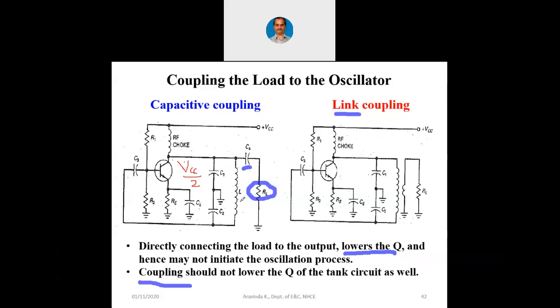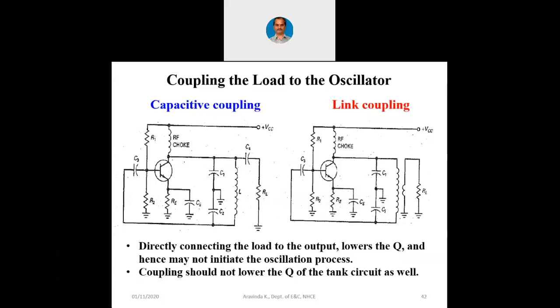I had told you why it is called a tank circuit? Because it is storing energy. Capacitor is storing electrostatic energy and inductor is storing electromagnetic energy. That is why it is called a tank circuit. Now the coupling should not lower the Q of the tank circuit as well. That is when we choose the value of this C4 or when we choose the value of this transformer, we will have to carefully design the circuit in such a way that the tank circuit performance also is not affected. So these are the basics of coupling the load to the output.